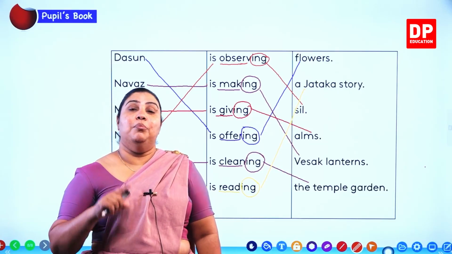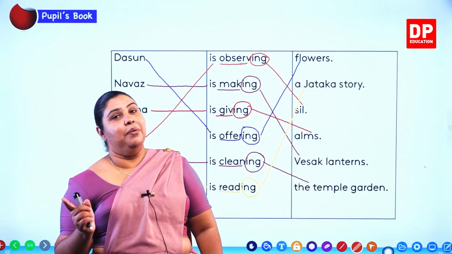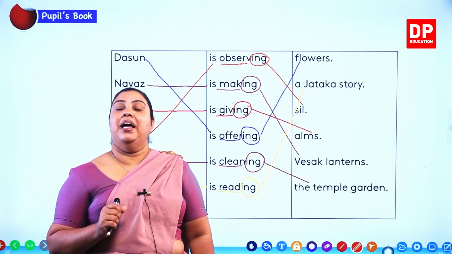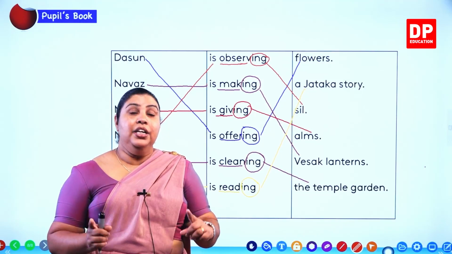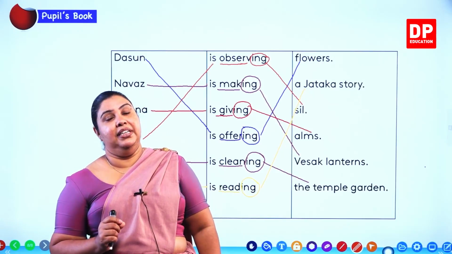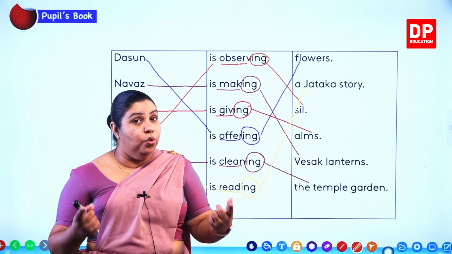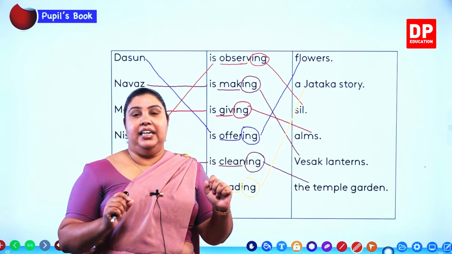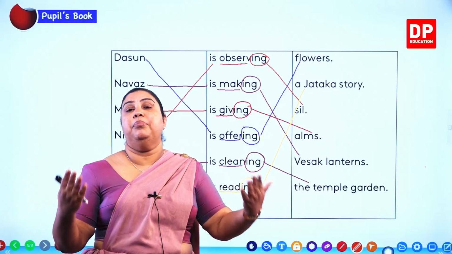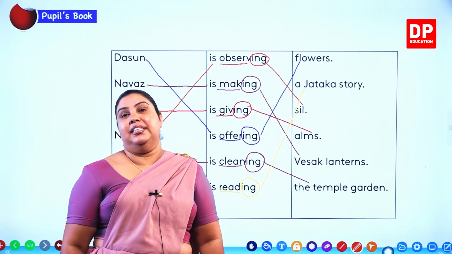We have some more interesting lessons lined up for you, and I'm going to come back with those lessons for you very soon. So until then, you have to practice what we have learned today. You have to find more verbs, add ing, and put is in front, and you have to read and practice them and learn the spellings as well.